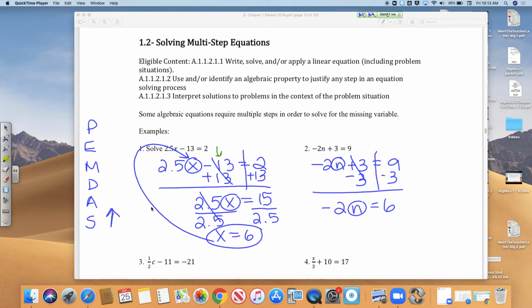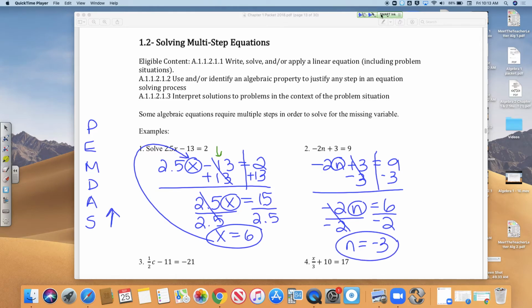Last step, I need to cancel out the multiplication that's happening by negative 2 times n. To do that, I divide. You divide by the exact number that is in front of n. The exact number in front of n is a negative 2. I'm going to get n equals 6 divided by negative 2 is a negative 3 as my final answer.